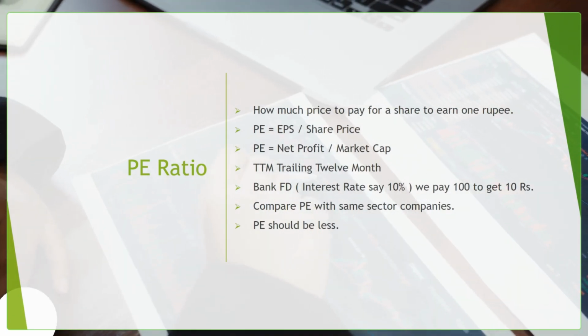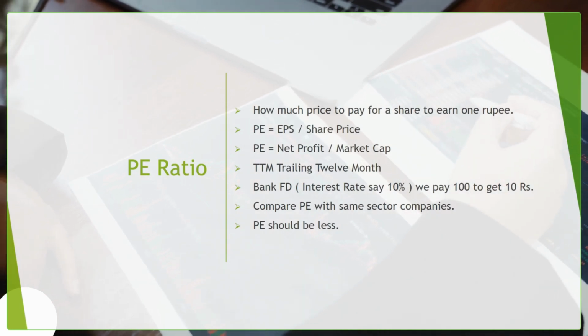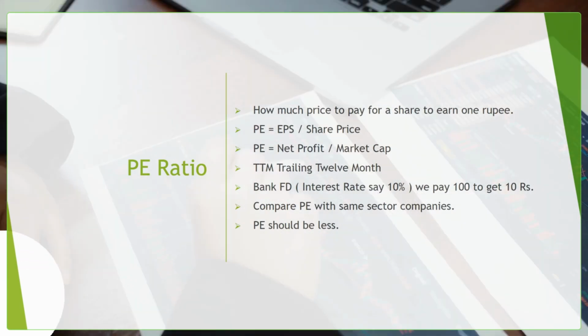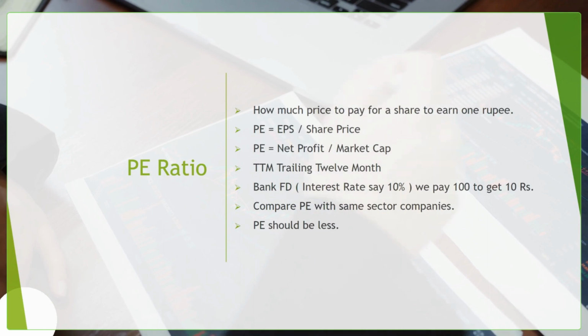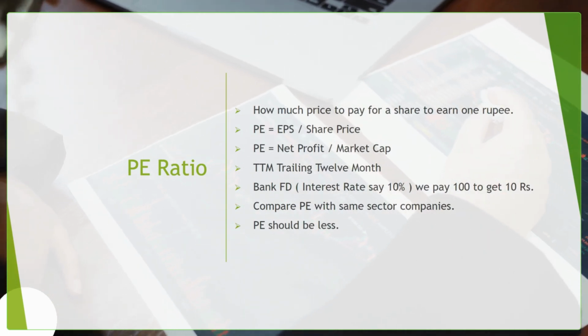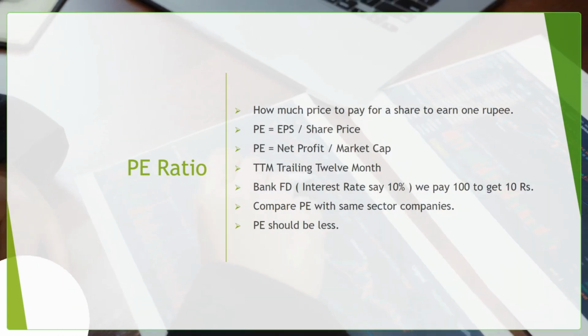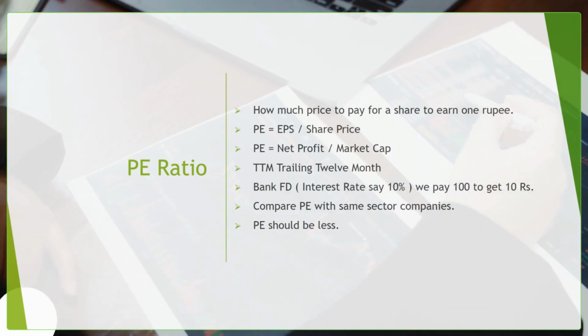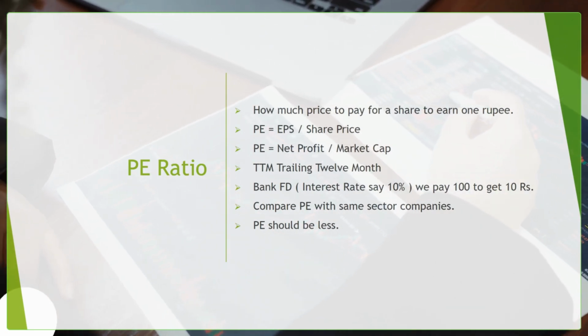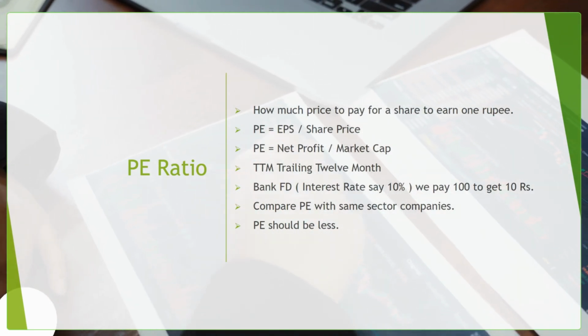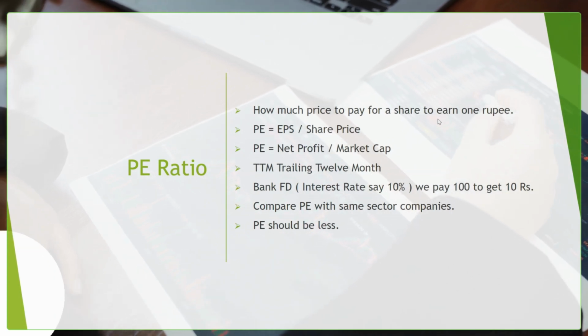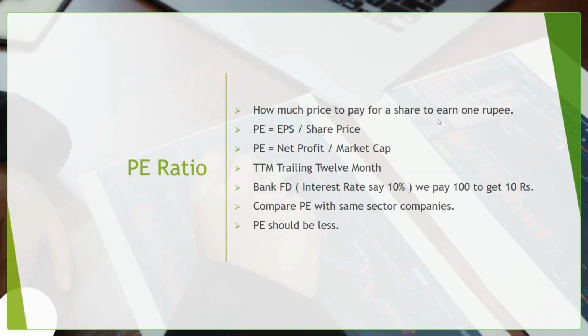So price to earning ratio, how we calculate it: EPS divided by share price. When you divide the EPS with the share price, you will get the P ratio. To understand how to calculate it, we should think in this way. Suppose you want to earn 1 rupee from that stock, how much money will you be paying?